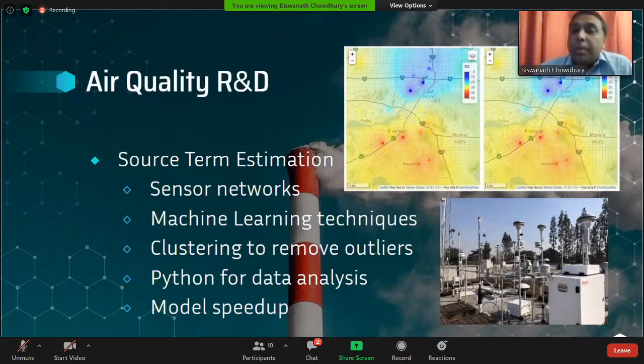I used Python to do a lot of my work. I learned Python, and then I used it for doing most of the data analysis work. And using this method, we actually improved the model a lot. Where earlier it was taking a few hours to run the model, we could now run it in a few minutes. So it was good work.